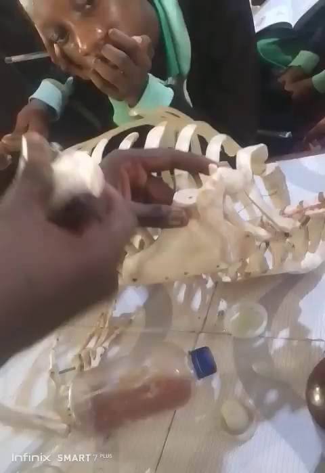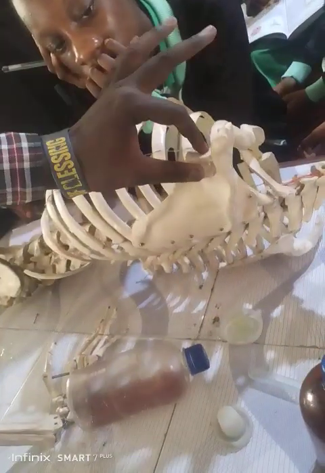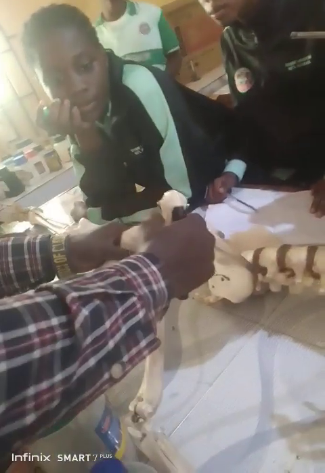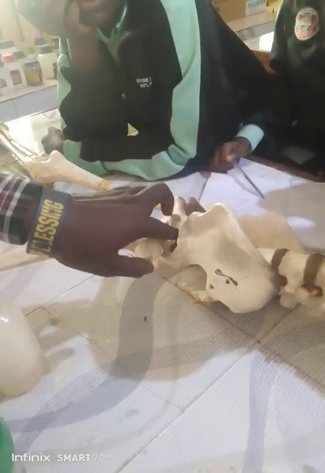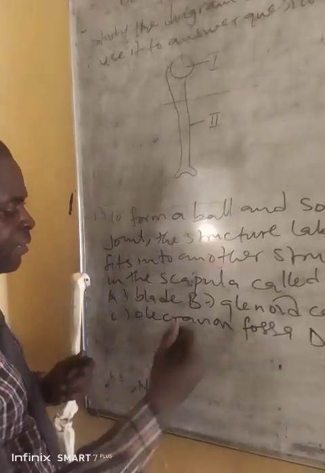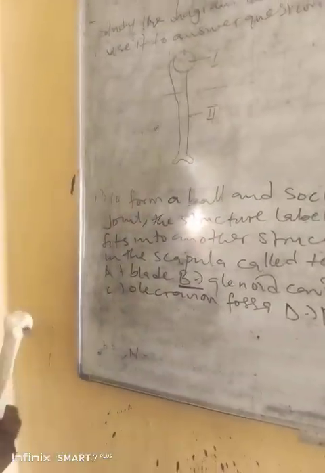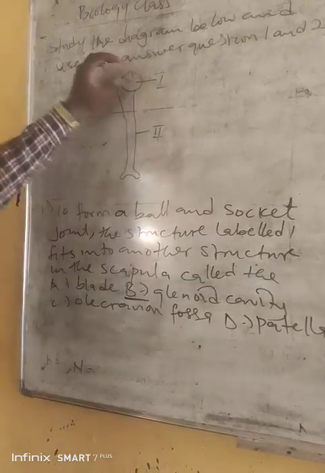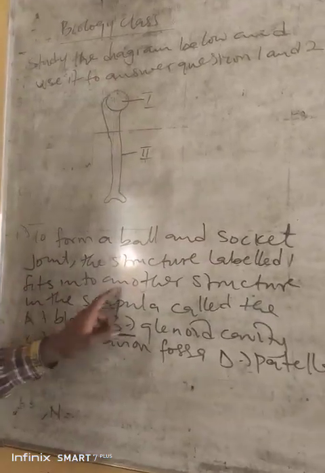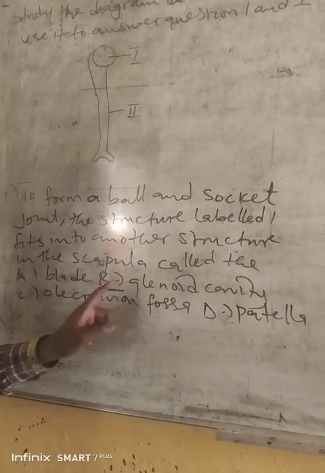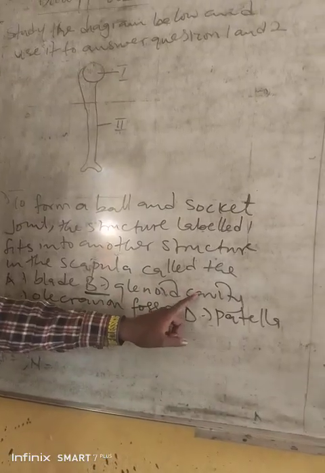I told you that this hole inside which this head enters is called the glenoid cavity, while the hole inside which this one fits is called the acetabulum. So the answer is glenoid cavity. They said to form a ball and socket joint, the structure labeled I fits into another structure in the scapula. That structure is called the glenoid cavity. Are we together now?